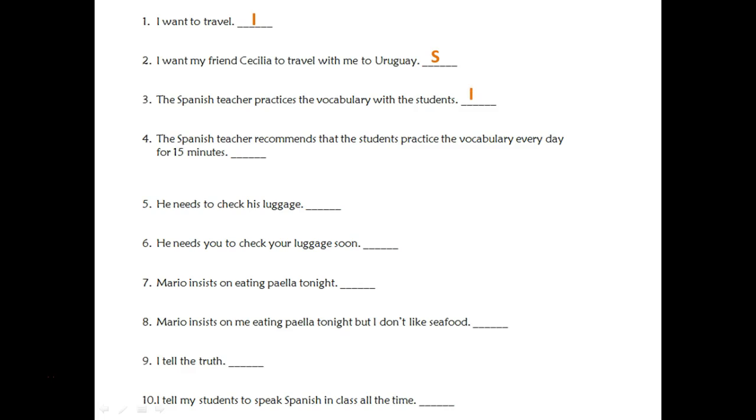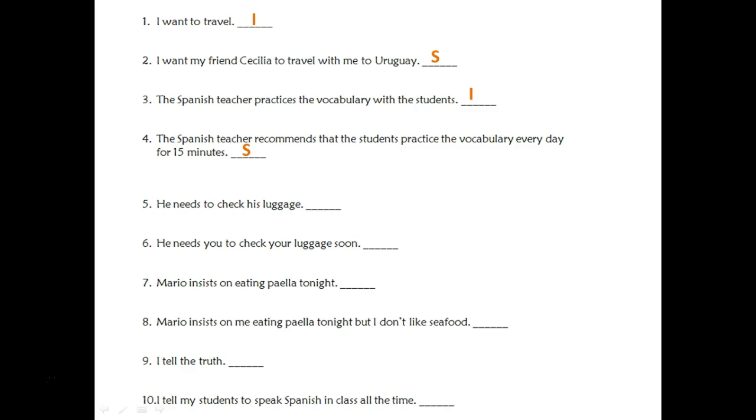Number 4, the Spanish teacher recommends that the students practice vocabulary every day for 15 minutes. Is that subjunctive? Yes, there are two subjects. The Spanish teacher wants students to practice every day for 15 minutes, so it's subjunctive.